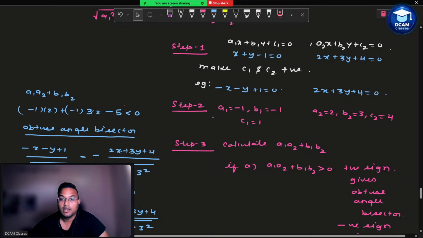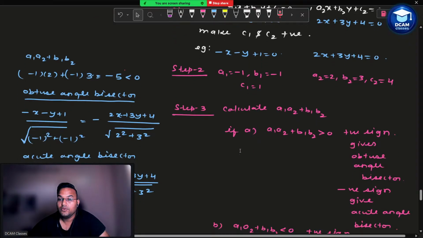Then in step 2, find the new equation which is formed. Find what a1, b1 and c1 are, and a2, b2 and c2. a1 is minus 1, b1 is minus 1 and c1 is plus 1. a2 is 2, b2 is 3 and c2 is 4. In step 3, calculate a1a2 plus b1b2. Here, minus 1 into 2 plus minus 1 into 3, which is minus 5.